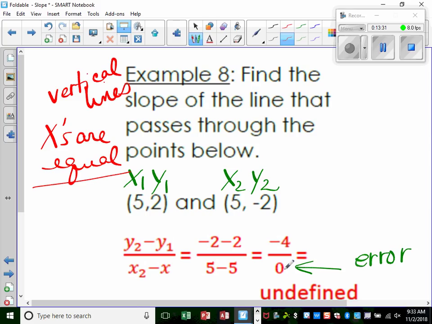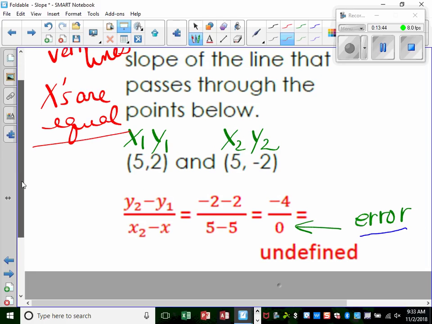You cannot have 0 in the denominator. If you did this on the calculator, this is what you're going to get, an error message. If you actually put negative 4 divided by 0 on your calculator, it's going to say error, which means it's undefined. You cannot have 0 in the denominator. You can have 0 in the numerator, it equals 0. But once it's in the denominator, it's undefined. We say you cannot divide by 0. That means it cannot be in the denominator.